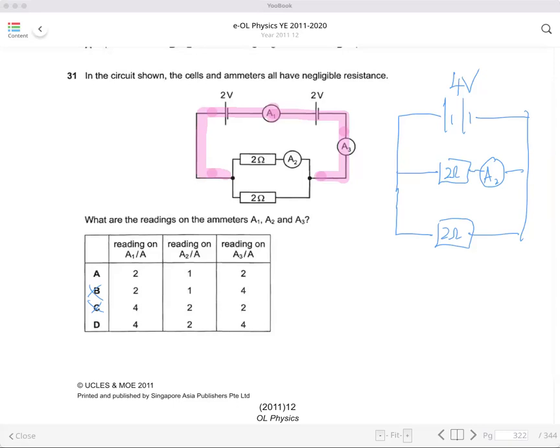Can you find I2? V equals IR. Okay, number 2. So what's the voltage? 4. What's the resistance? 2. So what is the value of I2? Okay, I2 needs to be 2 ampere. Understand?